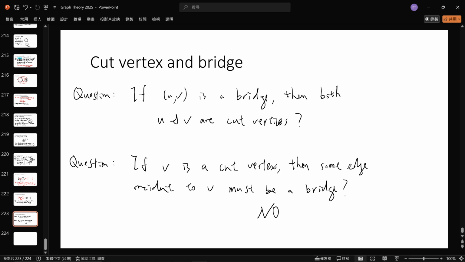Now how about the first one? Actually, the answer is still no. Can you give me a counterexample? This is a corner case, a very special case where one of its endpoints may not be a cut vertex.